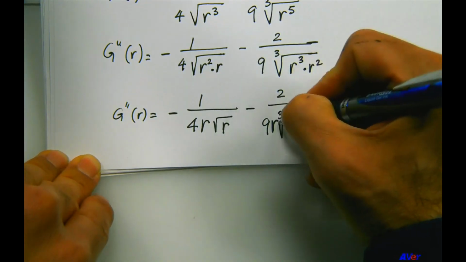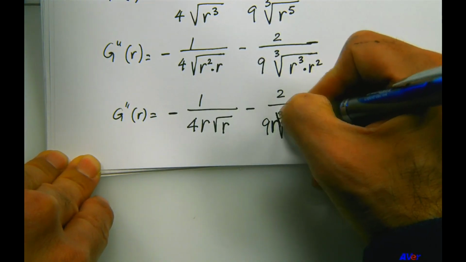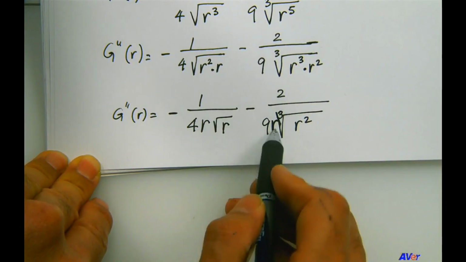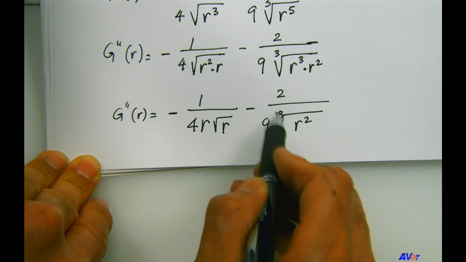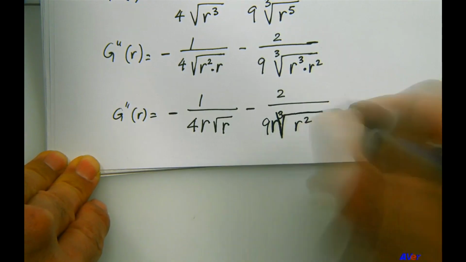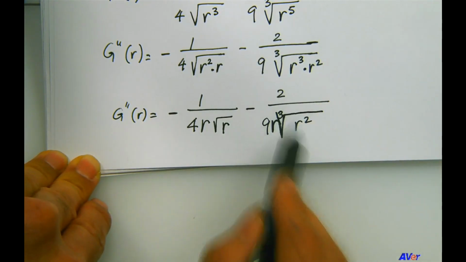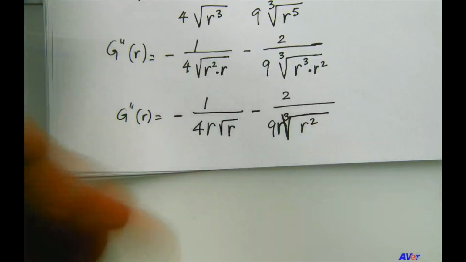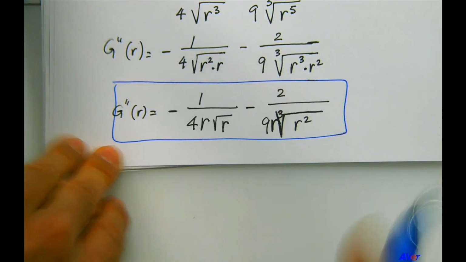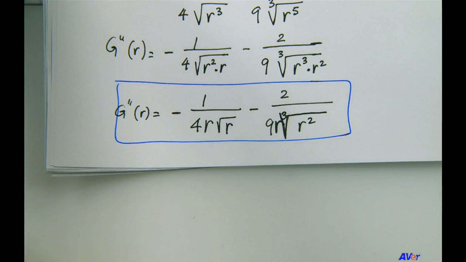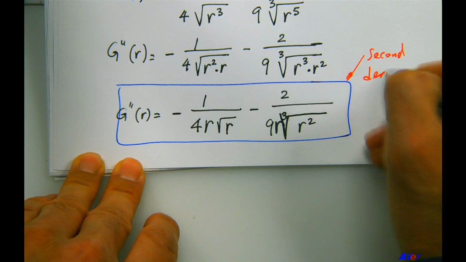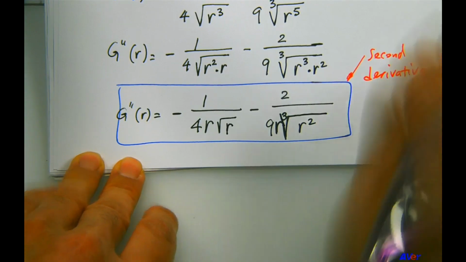So let me extend this so that it is clear that this is an index to the root function. That 3 is not a power of the r on the outside. It's the index of this root function. I wrote these too close to each other. Sorry about that. But that 3 is the index of this root function. All right, so then we can declare this as our final answer. And this is the second derivative.